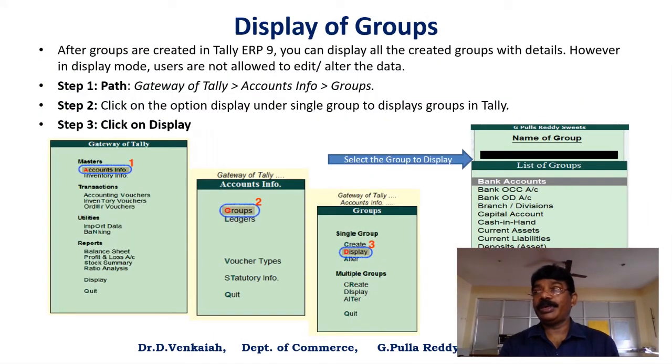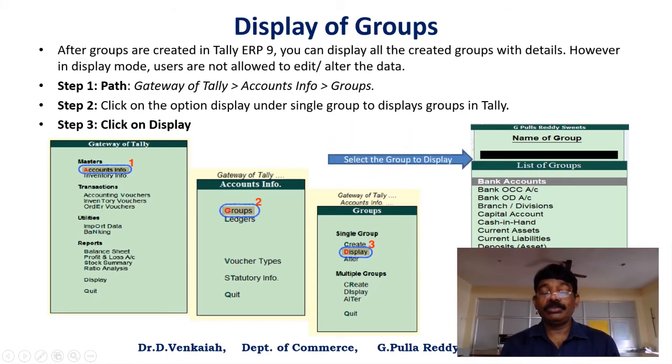Then coming to the display of groups. Already created groups are displayed to know whether those were created or not. If the groups were not created, then later ledger accounts we cannot keep under those groups. That's why, to know whether the created groups are saved or not, we have an option in Tally called display. Same procedure: Gateway of Tally, accounts info, groups. You can display the groups under single mode or multiple mode. Anyway, you can do that.